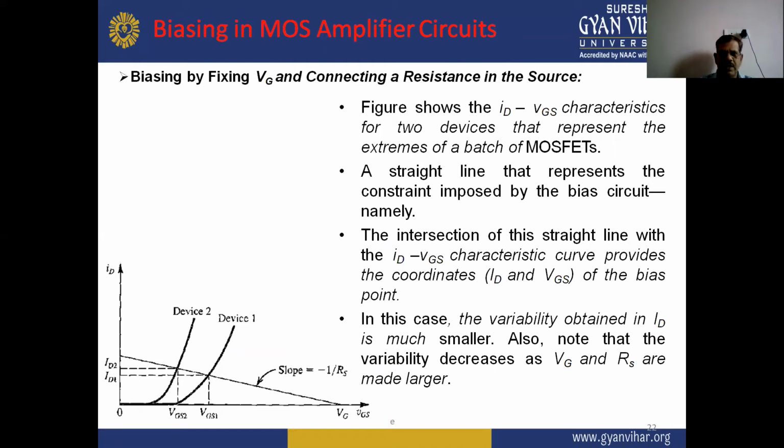And this figure shows the ID versus VGS characteristics for two devices that represent the extremes of a batch of MOSFETs. A straight line represents the constraint imposed by the bias current. The intersection of this straight line with the ID-VGS characteristic curve provides the coordinates ID and VGS of the bias point. Also in this case, the variability obtained in ID is much smaller. Also note that the variability decreases as VG and RS are made larger.